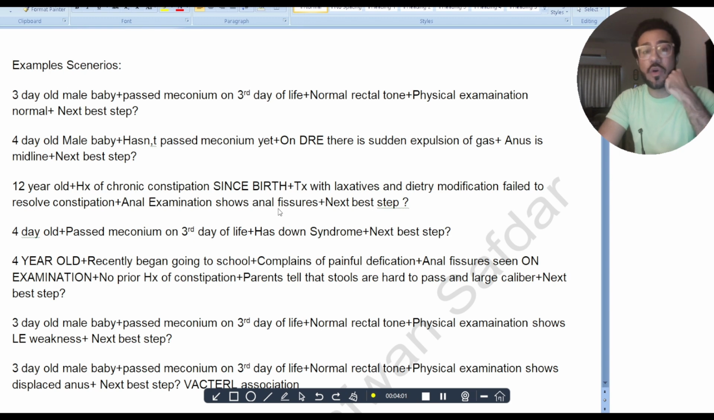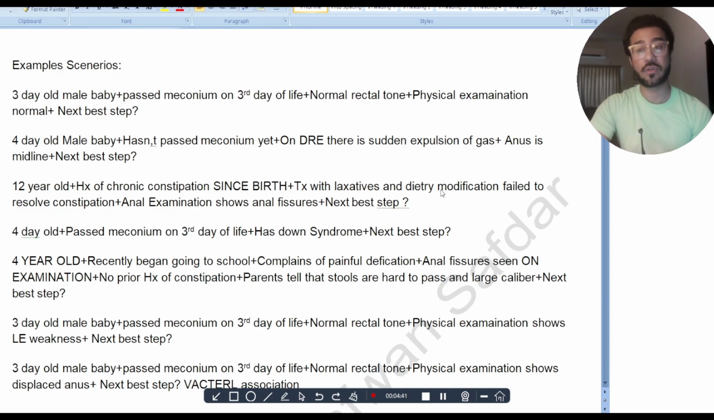And if it was just an organic cause of constipation, the laxatives and dietary modification would have resolved the constipation. But in this case, they have not resolved the constipation. And the patient has a history of chronic constipation since birth. It's not like the patient was fine up till 3 to 4 or 5 years of age and then developed constipation. He has been having constipation for a long time. So in this case, you suspect Hirschsprung disease, that is partial Hirschsprung disease, that is not causing any acute problems, just a chronic constipation that fails to resolve with laxatives and dietary modification.